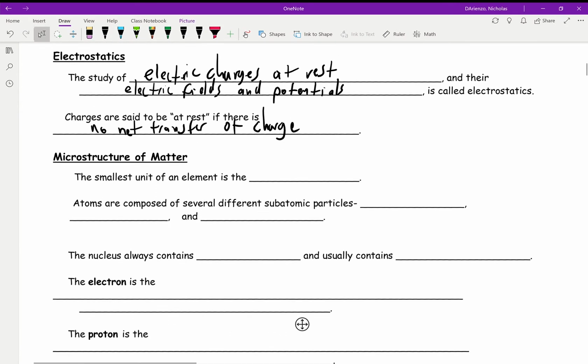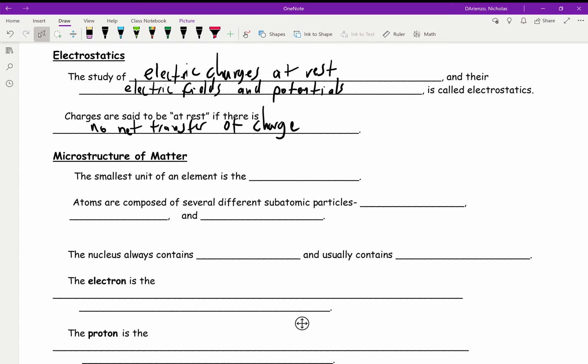So we'll do a little bit of a review here about the microstructure of matter. This will be a little bit of a review, things that we would have talked about in chemistry, if you've taken chemistry before, which everyone in this class has. We know that the smallest unit of any element is known as an atom.